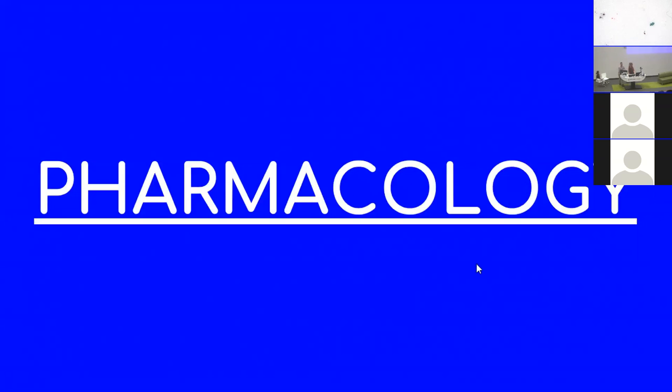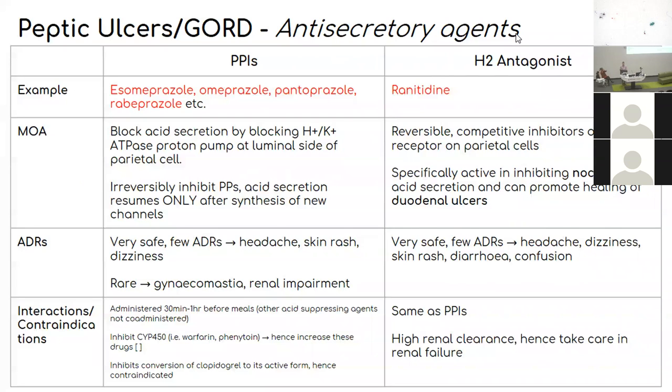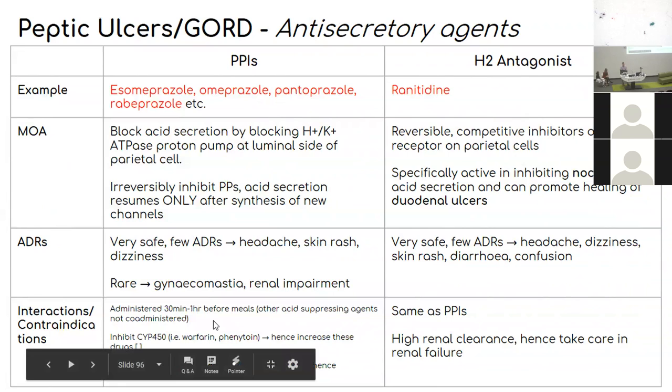Yes. So I'm just going to talk very, very quickly about pharmacology and then some clinical skills words, so it'll be short. I've just got some tables for all the main drugs for you. For peptic ulcers and GORD, you'll use anti-secretory agents. Your PPIs will be your main ones. They all end in -prazole: esomeprazole, omeprazole, pantoprazole. They block the potassium hydrogen ATPase on the luminal side. Very, very effective first-line treatment. You will never be asked about their indications, so don't worry.